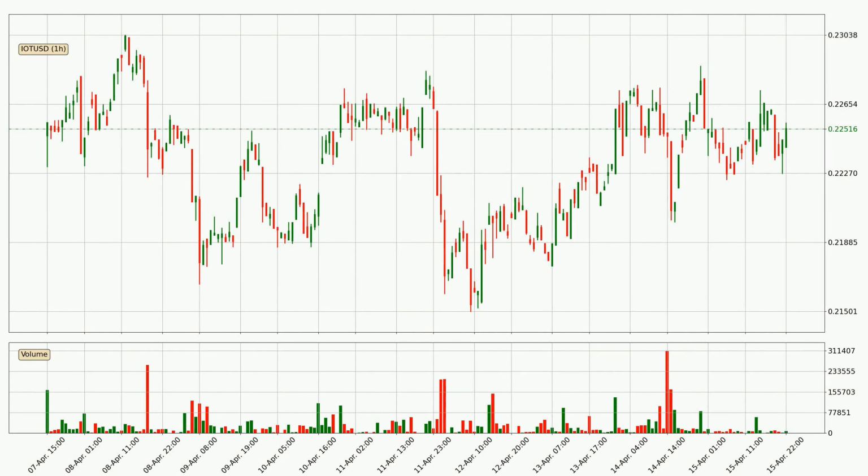Today, find out how the price of IOTA has changed and what the technical indicators SMA, RSI, divergence and MACD show. If you are unfamiliar with the indicators, check out the explanation videos below.